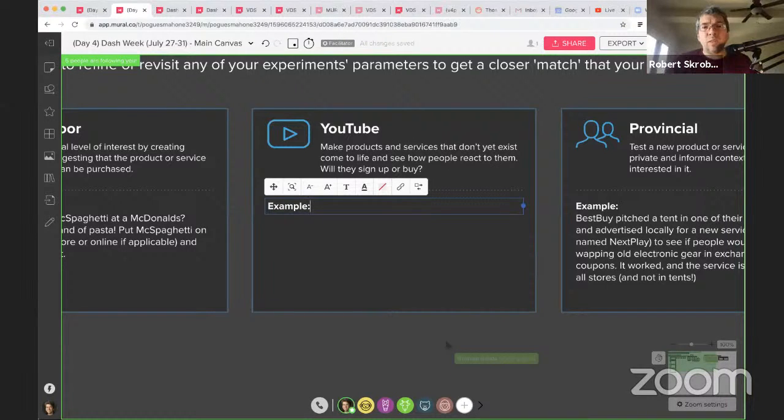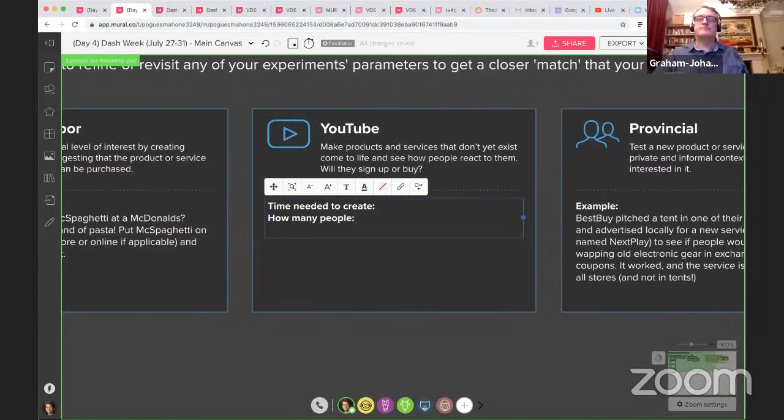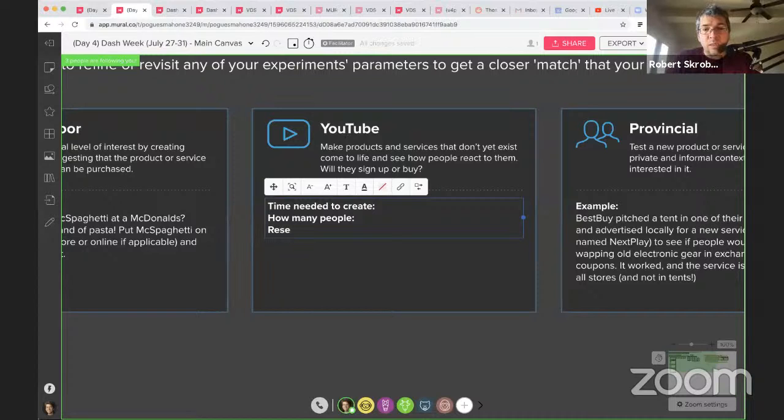So these, what do you call them, badges, are not necessarily just between the examples, but the parameters. So we're talking about the different parameters that people would need to consider, like time needed to, and I'll change this later, but time needed to create, how many people, yeah, like resources needed.